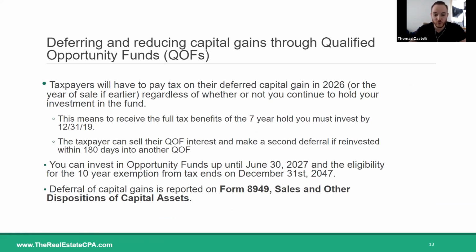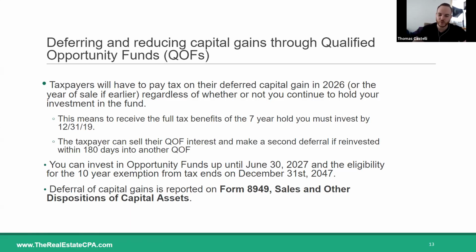Now, there are some rules here. So the way this works is the gain can be deferred until 2026 or until the point where you sell the investment, whichever comes first. And one of the things to be aware of here is that because this gain will be deferred until 2026, in order to meet that 7-year requirement to get that full 15% benefit, you have to invest by the end of 2019. You have to invest by December 31st this year. Otherwise, you won't be able to meet that entire 7-year hold.